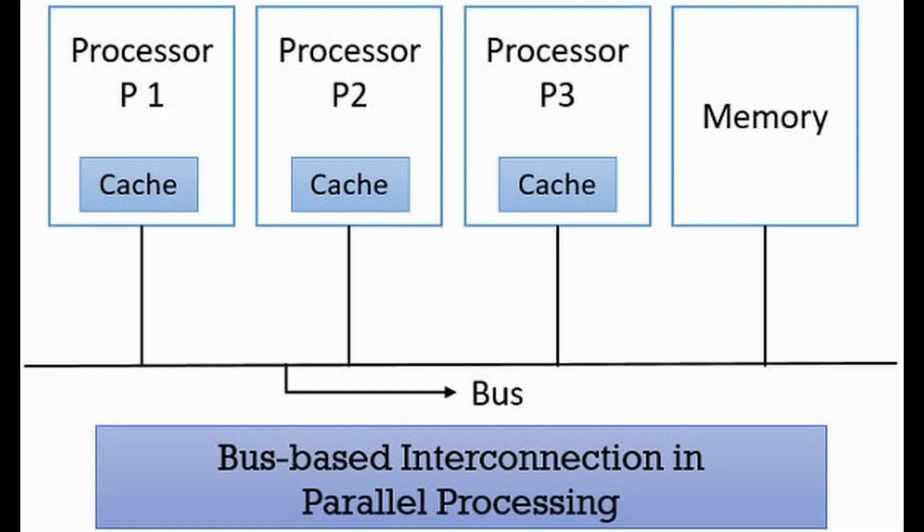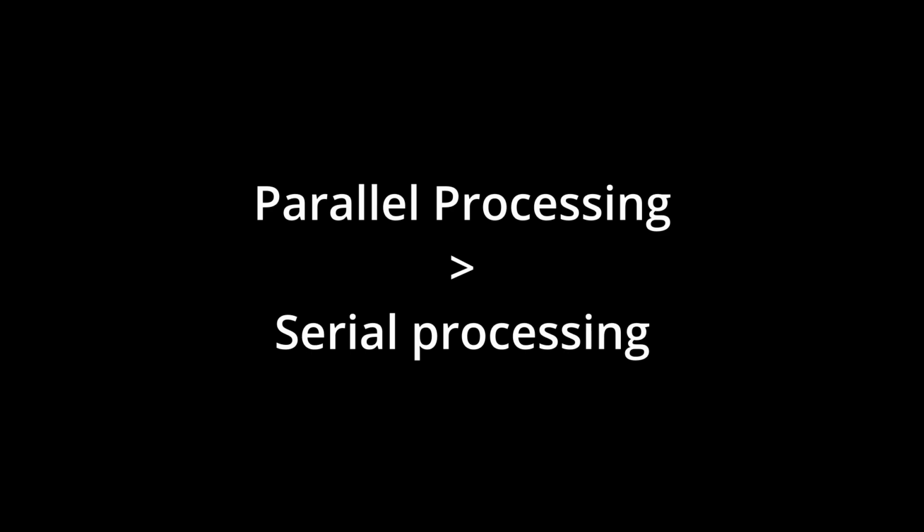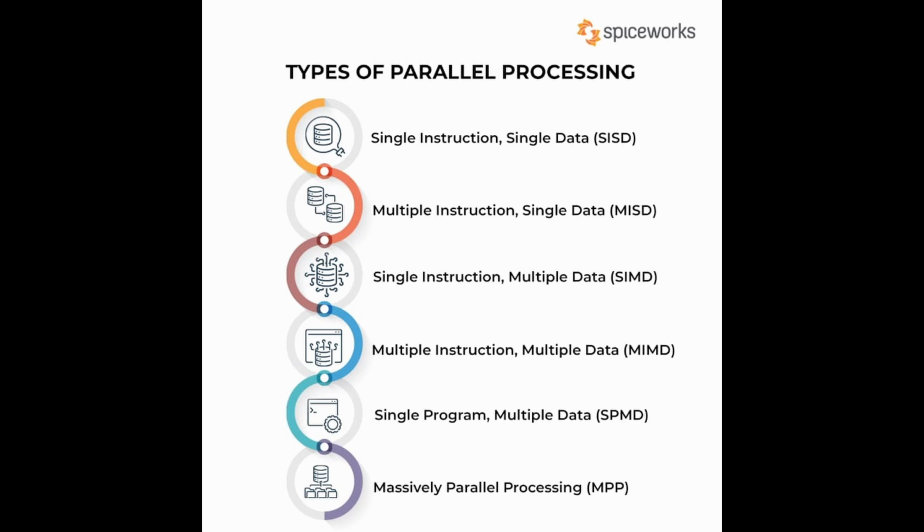Now we see parallel processing. Parallel processing is a type of computing in which multiple tasks are executed simultaneously. In parallel processing, multiple processors or cores work together to execute instructions, each processor operating independently. This means that multiple tasks can be executed simultaneously, which can lead to significant performance improvements compared to serial processing. Parallel processing can be done in different ways.